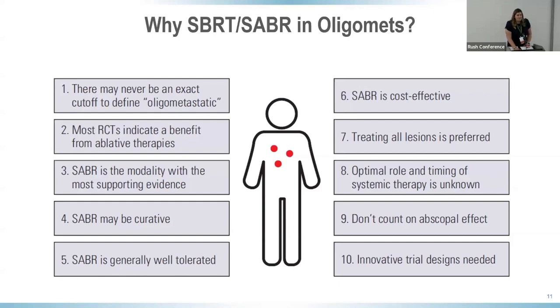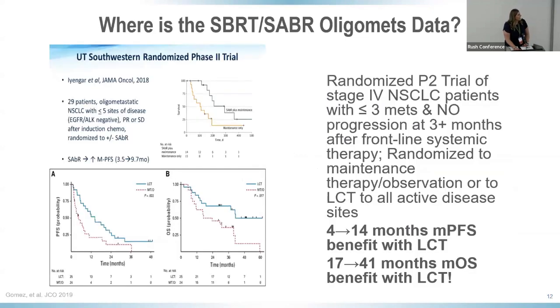We want to treat as many lesions as possible, and there hasn't been an exact cutoff of how much we treat. So this is just a trial that UT Southwestern did. It's a randomized phase 2 trial that looked at stage 4 non-small cell lung cancer patients with less than or equal to 3 mets, no progression at the 3-month point after frontline therapy. They were randomized to either maintenance therapy or observation with local control therapy to all disease sites. And what we see here is an overall progression-free survival from 4 to 14 months and an overall survival from 17 to 41 months by offering that local therapy.